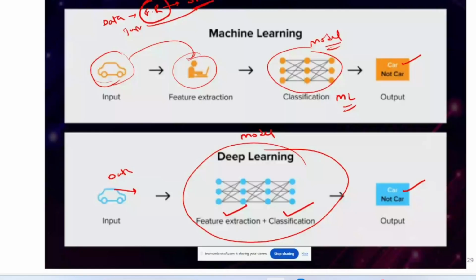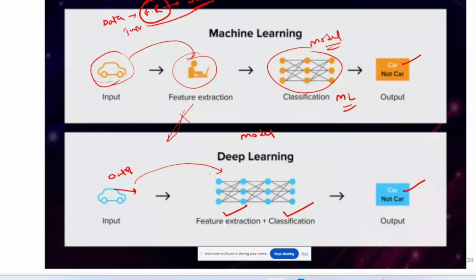Now come to the deep learning area. Here we take the data. We are not extracting any features. The data is given to your deep learning model. The model itself will extract the features and it will do the classification. Simply we can give the data, then the model itself will do the features and the classification. So we are not doing any manual feature extraction.